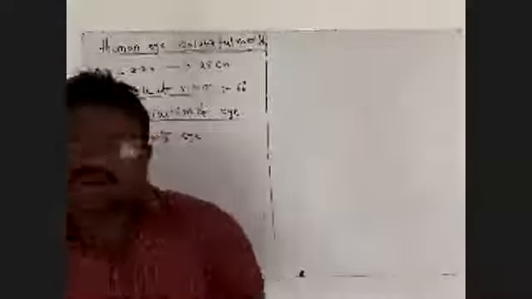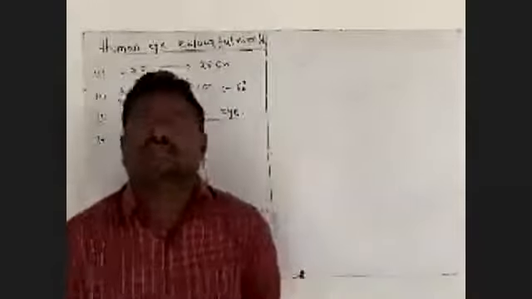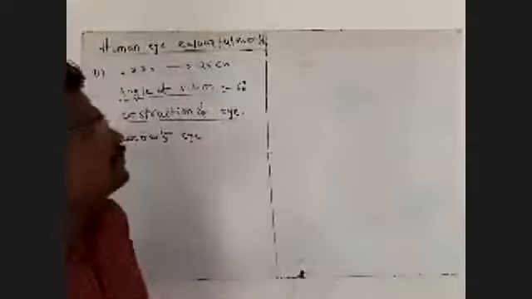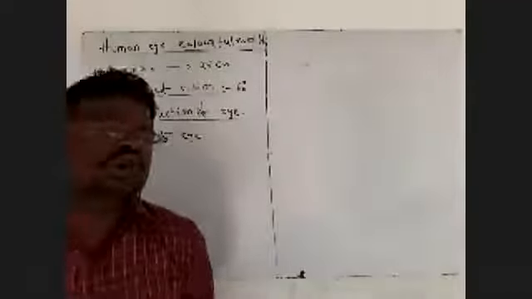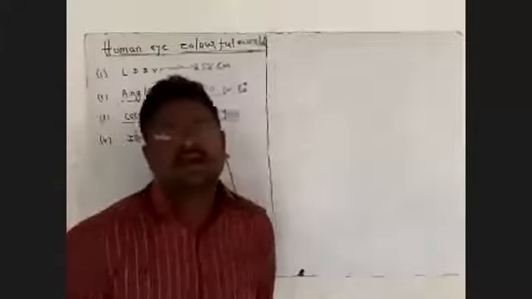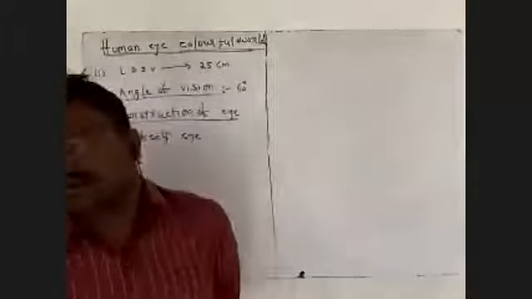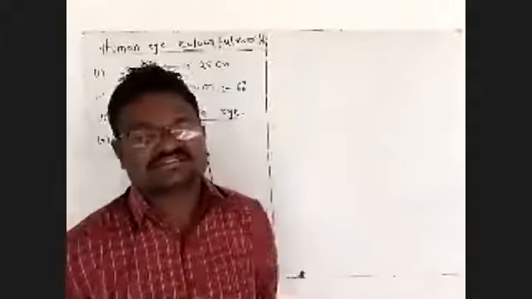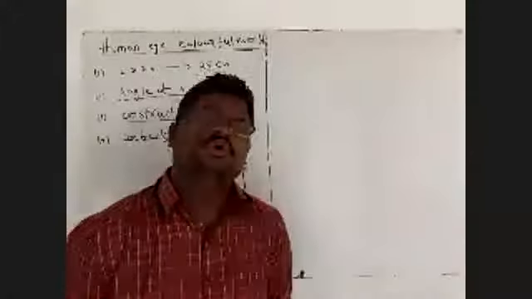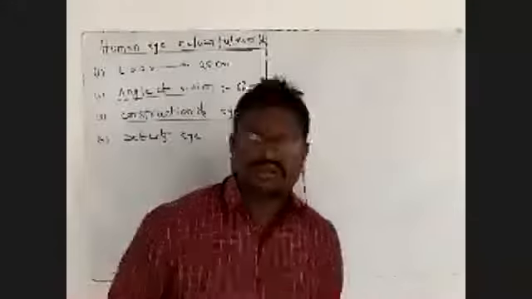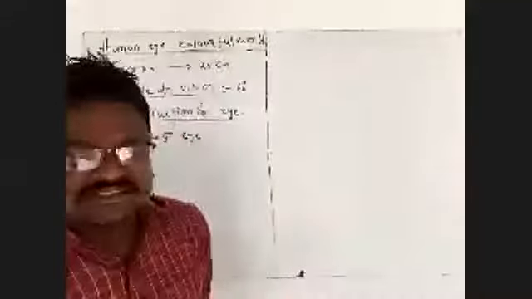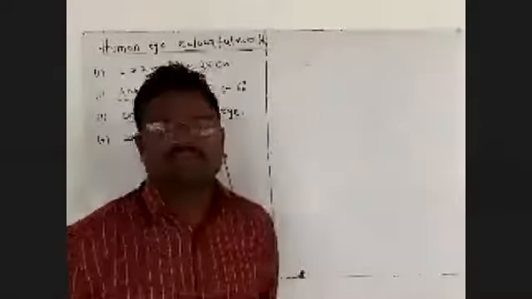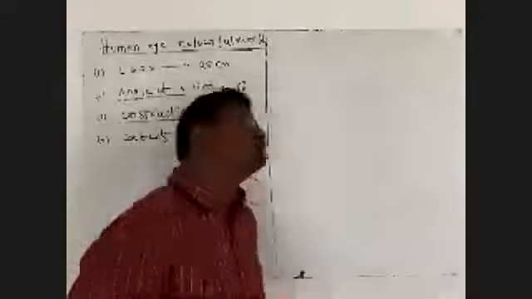Here, the eye and brain. Every person has an eye and a brain, and the connection between them is the optic nerve. One part of the optic nerve is connected to the human eye, and another part is connected to the brain. Electrical signals are transferred from the eye to the brain through the optic nerve.